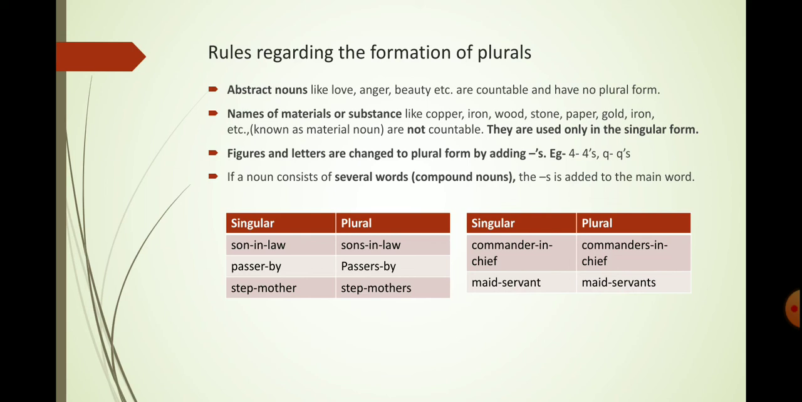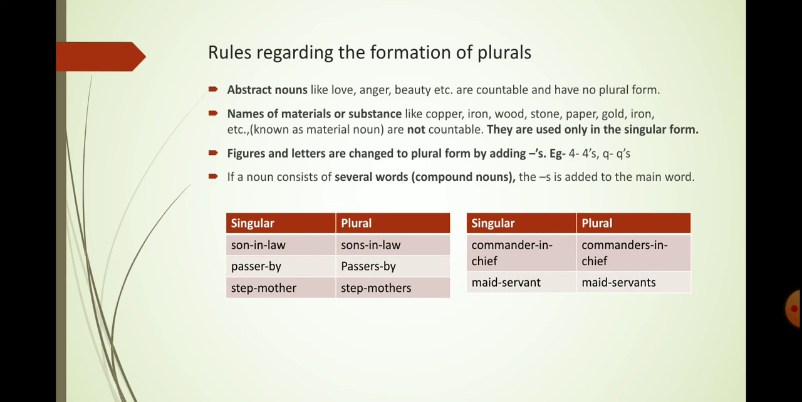Next, figures and letters are changed to plural form by adding apostrophe S. For example, 4 is given. Once we add apostrophe S, it becomes 4's, and then we say it is a plural form. The last one is, if a noun consists of several words, or we can say a compound noun, then S is added to the main word.